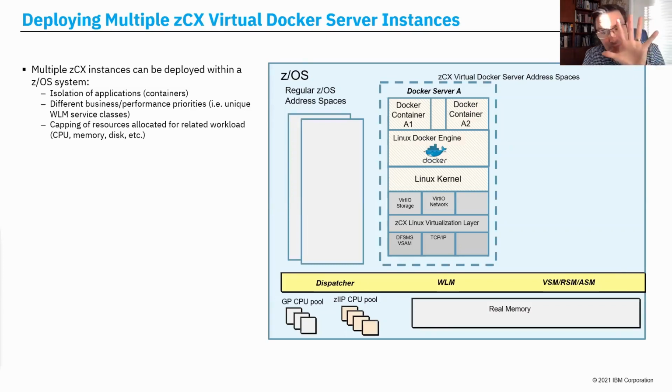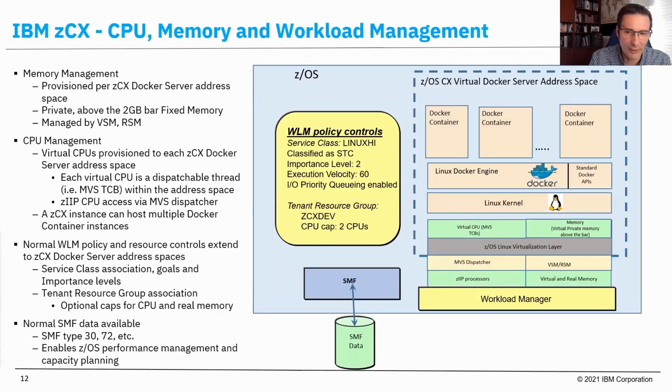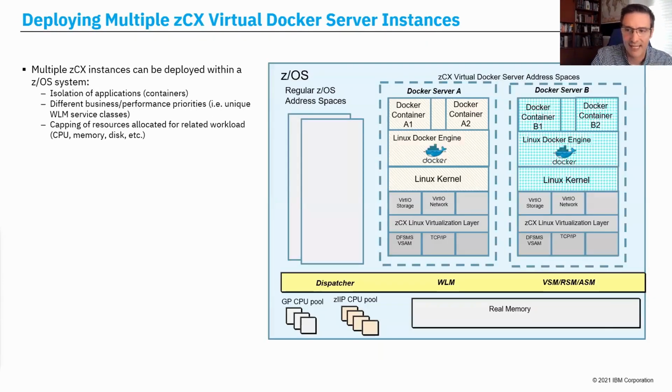First, remember that for each zCX server that you have an appliance for, you need to have some of these resources available. In other words, you're going to have dedicated memory for each zCX instance. And I might want to have more than one if I want to isolate applications, if I have different priorities for different types of applications, or I want to cap particular resources. And so these are considerations. Do I want just one zCX server? Do I want multiple zCX servers?